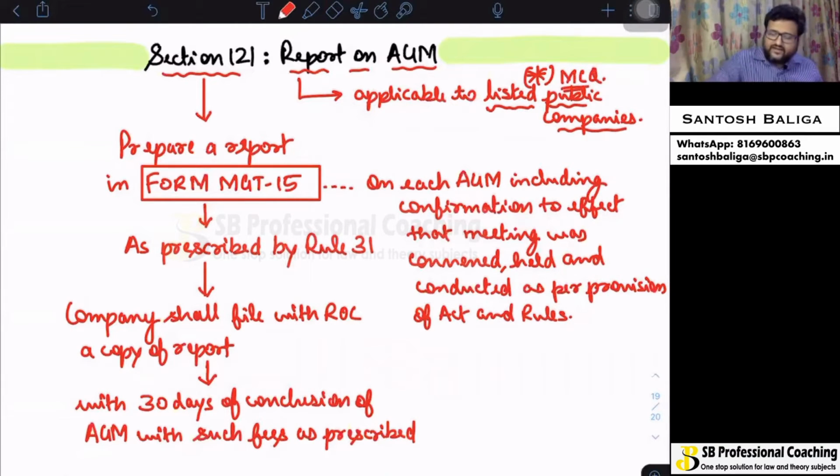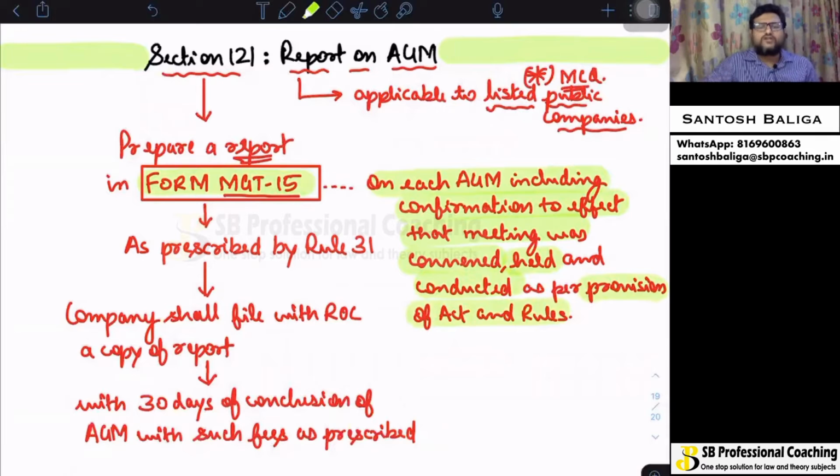Secondly, such report has to be prepared on conclusion of the annual general meeting in form MGT 15. Now what would this particular MGT 15 consist of? On each AGM, it will include confirmation to the effect that the meeting was convened, held and conducted as per the provisions of the Act and rules.